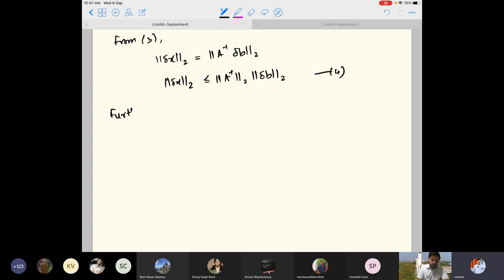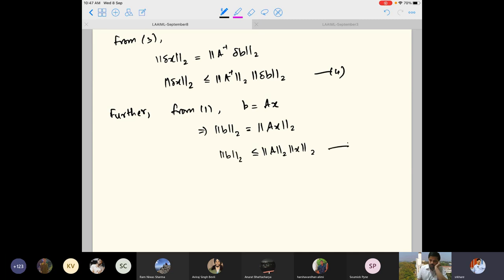Further, I want to do the same thing. From 1, what can I say? Ax is equal to B. This implies that the norm of B is equal to the norm of Ax, which is less than or equal to the norm of A times the norm of x. So this is my statement 5.